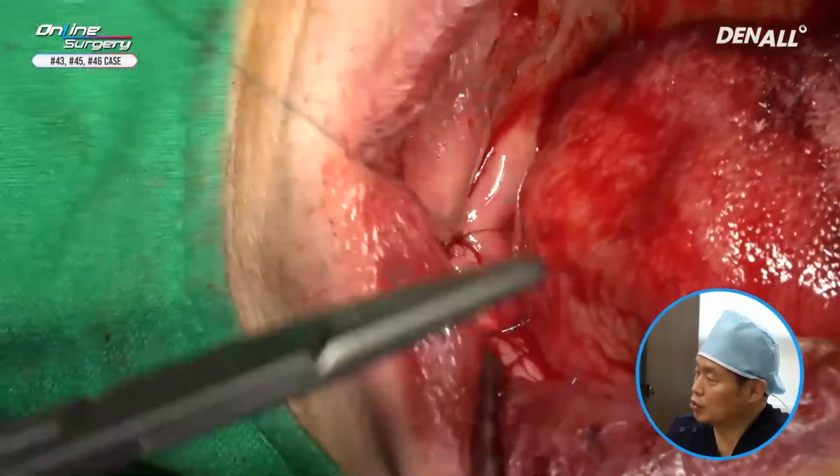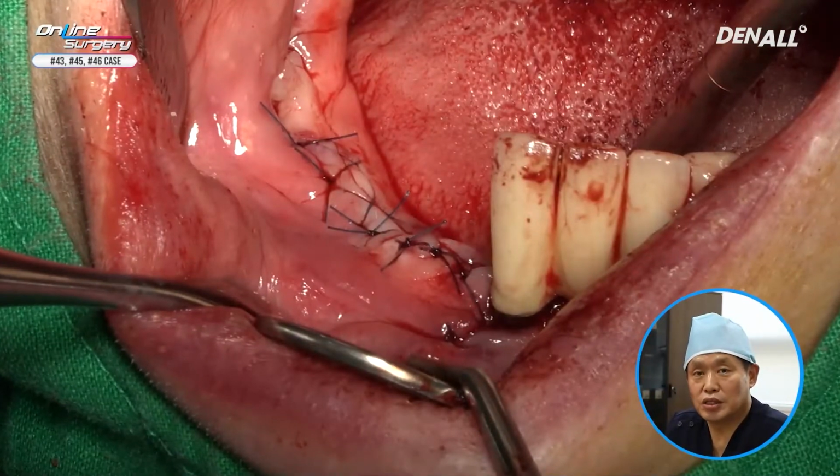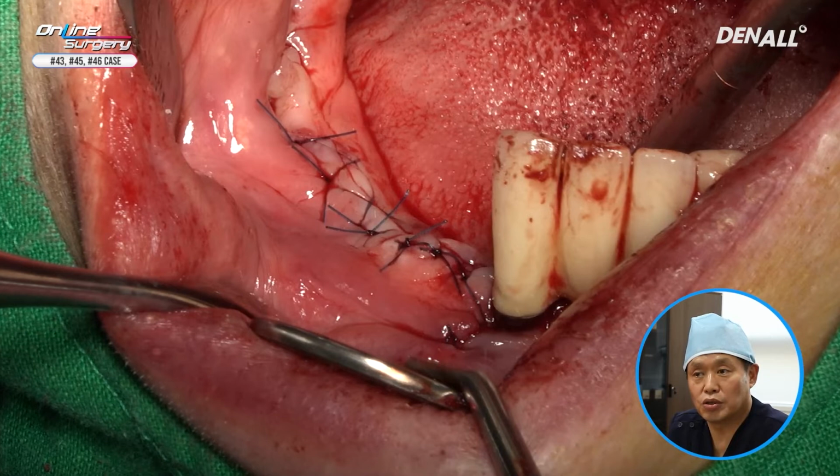Surgery is now complete. As you can see on the canine, I used OssBuilder to do GBR and did augmentation. Surgery is now complete.